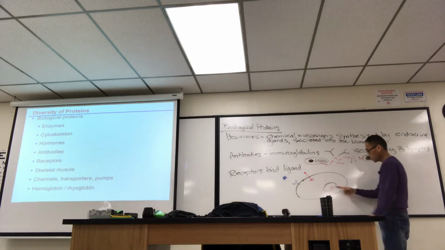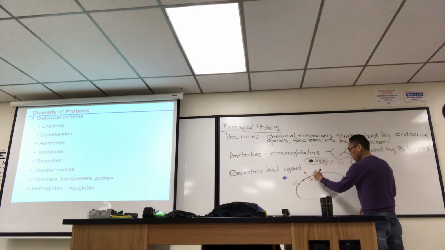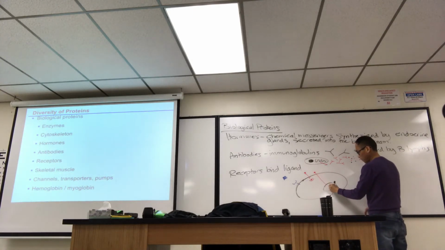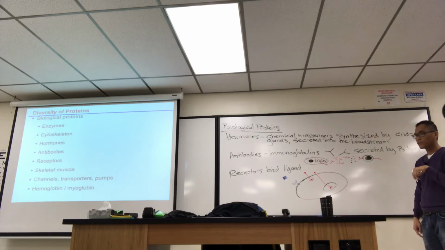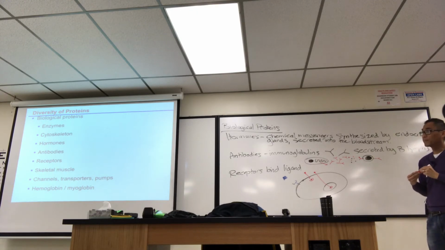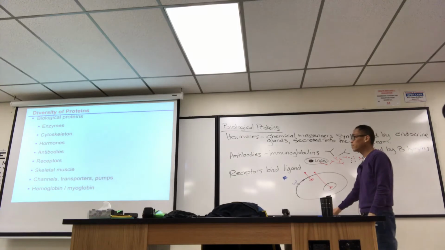They don't have to be in here. They could be in the nucleus. Maybe it's supposed to turn genes on. So maybe it could go right through that membrane and bind its receptor in there. Okay, so receptors can be membrane bound, or they can be nuclear receptors. They can be intracellular receptors. All right, skeletal muscle. We have a whole chapter on that. We'll learn about the structure of skeletal muscle. Muscle's protein.